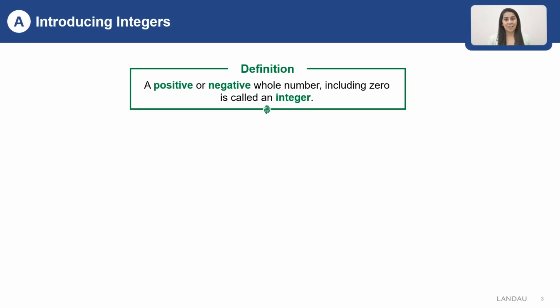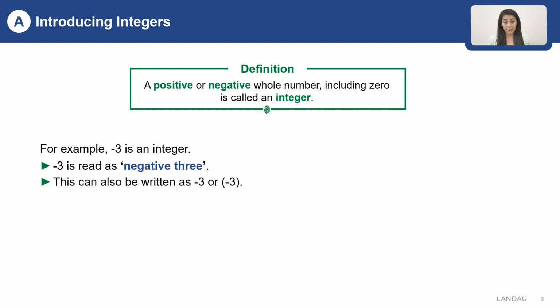First, let's discuss integers. A positive or a negative whole number, including 0, is called an integer. For instance, let's take -3, or we can also say negative 3. It also can be written -3 or (-3) in brackets. This number is 3 less than 0. In other words, if you subtract 3 from 0, you are going to have -3. 0 minus 3 equals -3.